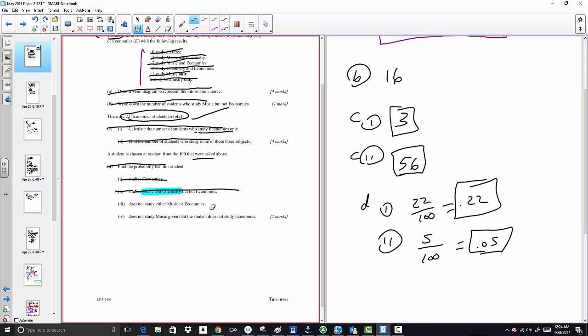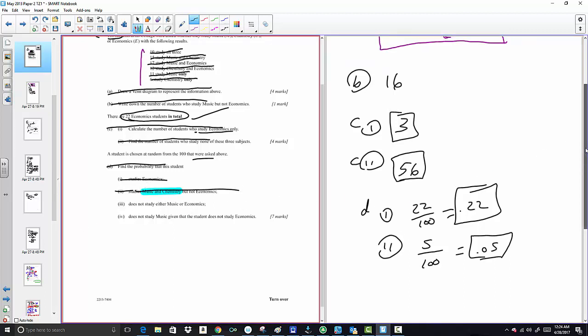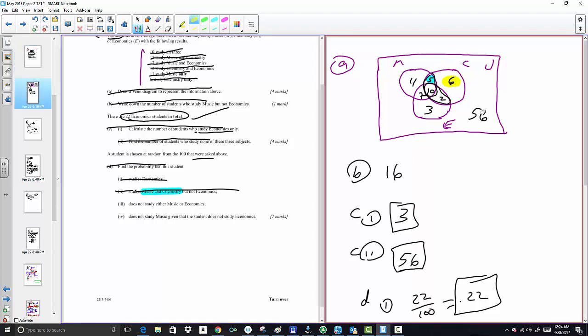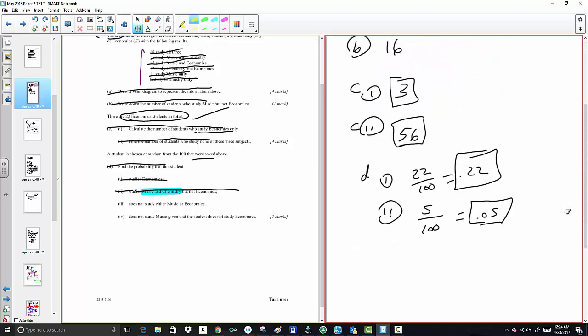So we're doing that. Does not study either music or economics. So how many people don't study either music or economics? All right. So no music, no economics. We only have the 6 and the 56. Those are the only people that are not studying music or economics. So we're going to add those together. That gives me 62 out of 100. So that's what that's going to be. That's a pretty straightforward answer. So we can see we're going through this pretty quick. 62 out of 100 or 0.62 or 62%. All of those would be acceptable answers.